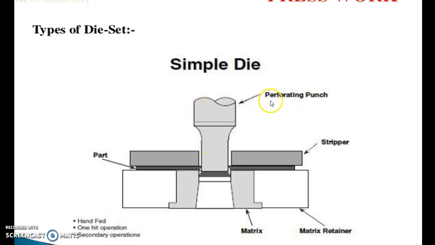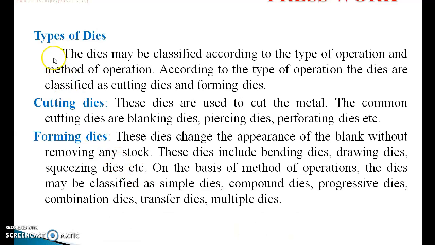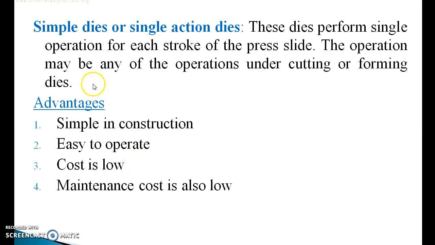Here is the perforating punch, that is the stripper, this is the die, and that is the part. The dies may be classified according to the types of operation. Already we discussed this point. One is the cutting die, another one is the forming die. Simple dies perform a single operation for each stroke of the press slide. The operation may be any of the cutting operations, meaning only one operation can be performed in a single stroke of the ram.